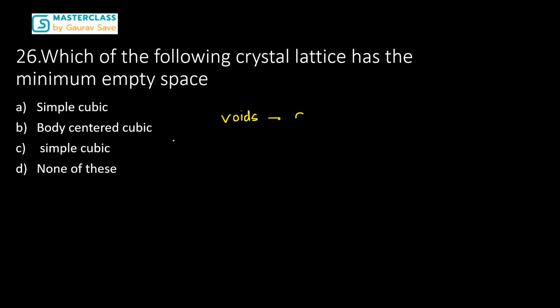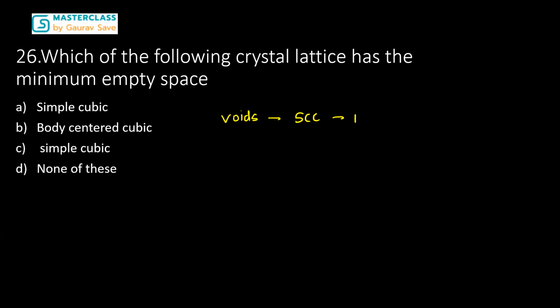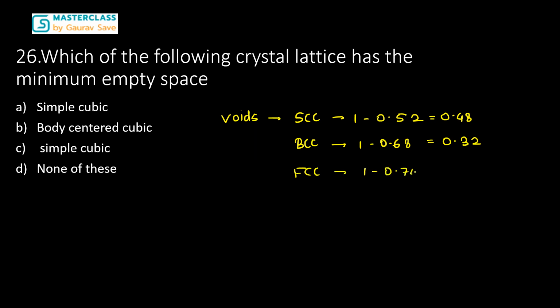They are asking us about voids. Now, in case of simple cubic unit cell, fraction of void is 1 minus 0.52, which is 0.48. Now, in case of BCC, 1 minus 0.68, which is 0.32. And in case of FCC, fraction unoccupied is 1 minus 0.74, which will become 0.26.